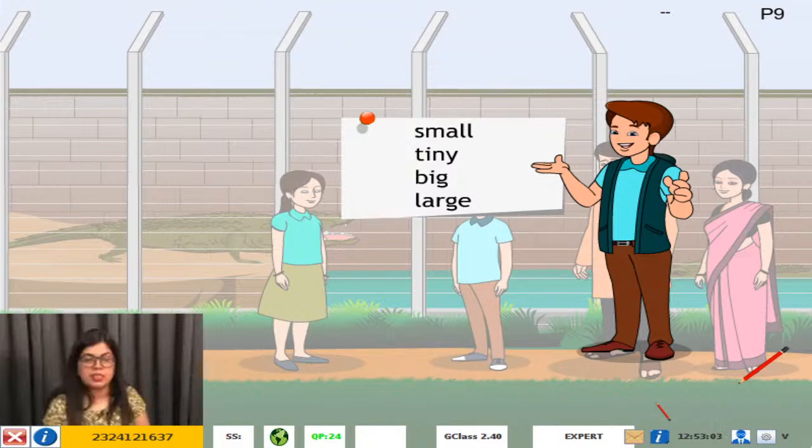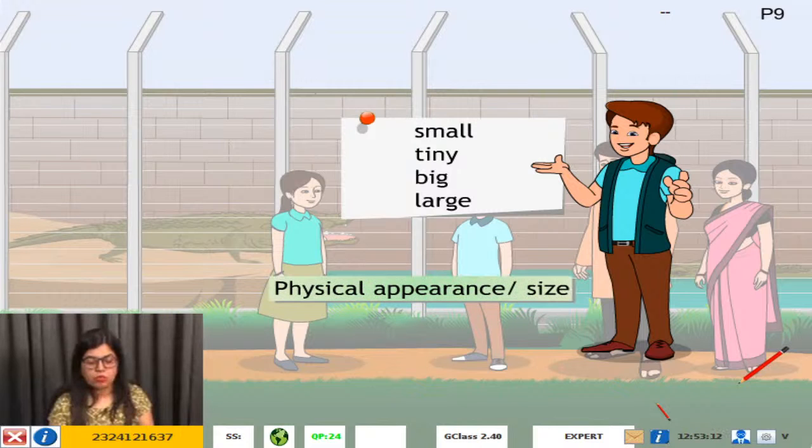Okay, so these are again some words, some adjectives which are describing the crocodile, isn't it? Okay, so now physical appearance and size. Okay, again these words are talking about physical appearance and size.